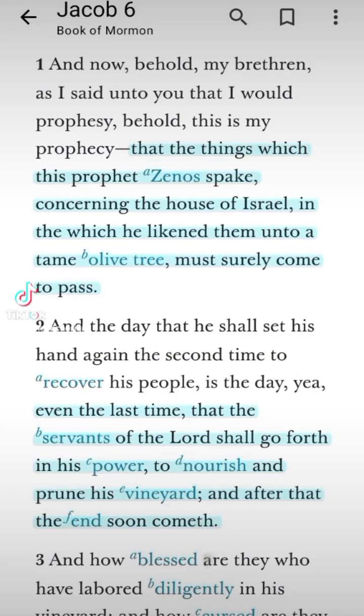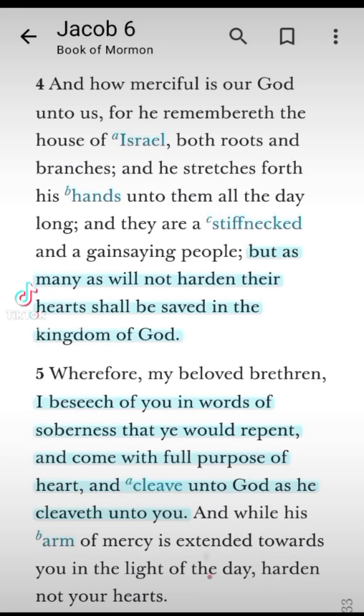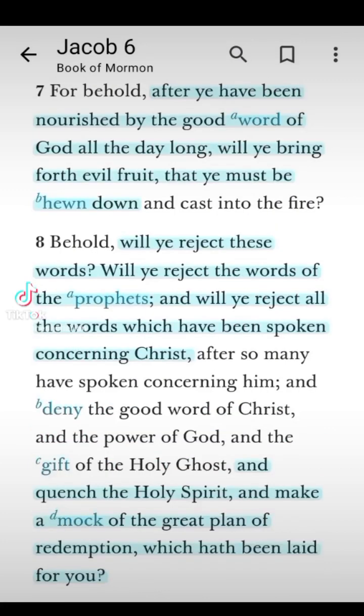And he emphasizes this idea of the last days and the time that the servants will be called to nourish the vineyard for the last time. And then the end of the world will come and Christ will appear. And then there's that plea to heed these words and to listen to them and to apply them in your life. And then right after this plea, there is a threat that if you don't do this, you're going to be cast to hell. And there's all this emotional shaming, that the question, will you reject?